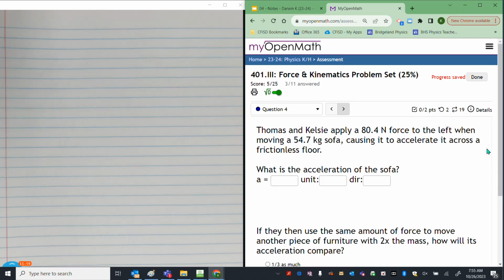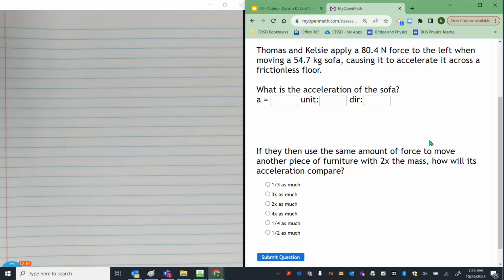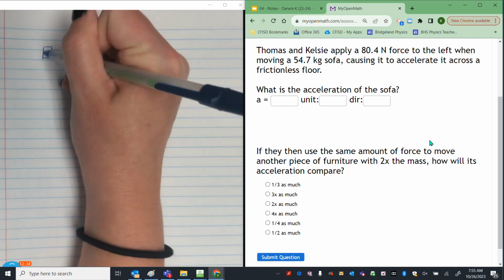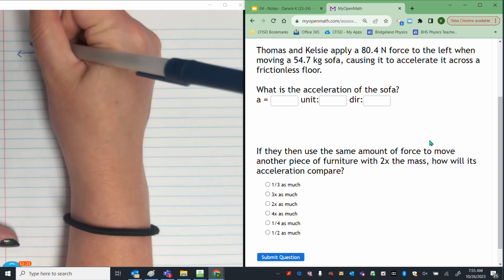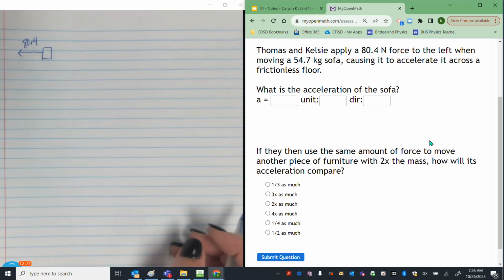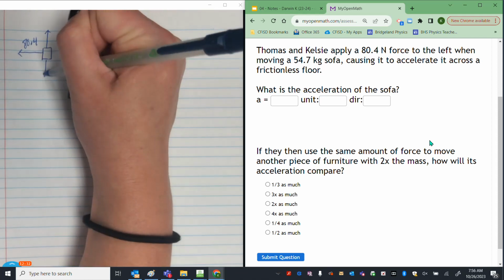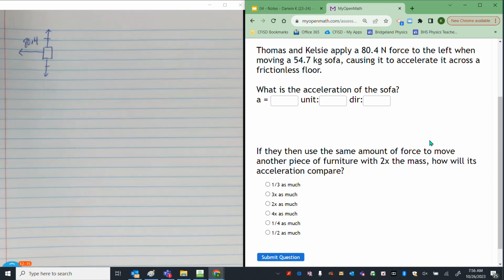Question 4 says, Thomas and Kelsey apply 80.4 newtons of force to the left when moving a 54.7 kilogram sofa, causing it to accelerate across a frictionless floor. What is the acceleration of the sofa? So they are applying a force to the left of 80.4 newtons. That's their applied force. It says there's no friction, so that will be the net force as well. There are other forces here, but again, it's going across the floor, and these two forces, Fn and Fg, will be equal and opposite to each other. So my net force is 80.4 newtons.